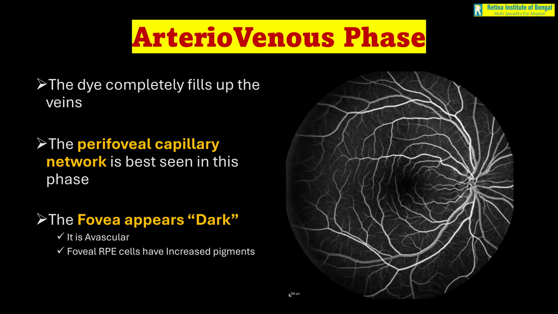One, the fovea is avascular, so there are no blood vessels at the fovea. We know this is nature's way of ensuring we have highest light sensitivity at the fovea. That's why it is thinnest, so that the light can almost directly go and hit the photoreceptors without any other intervening cells. Two, to protect the photoreceptors, the retinal pigment epithelial cells at the fovea also have a greater amount of pigments, and therefore the fovea appears dark normally in fundus fluorescein angiography in the arteriovenous phase and practically all throughout.